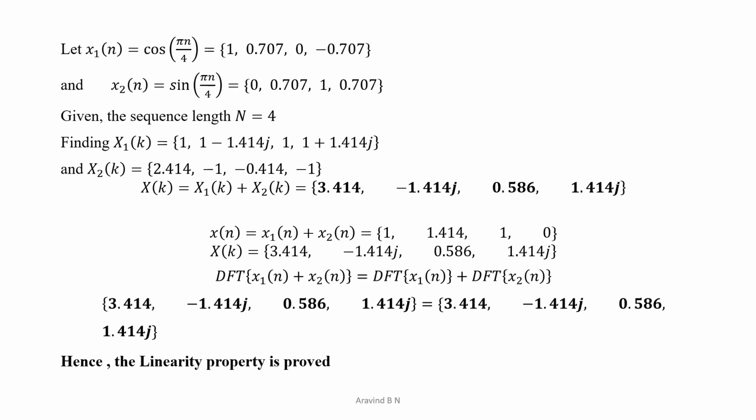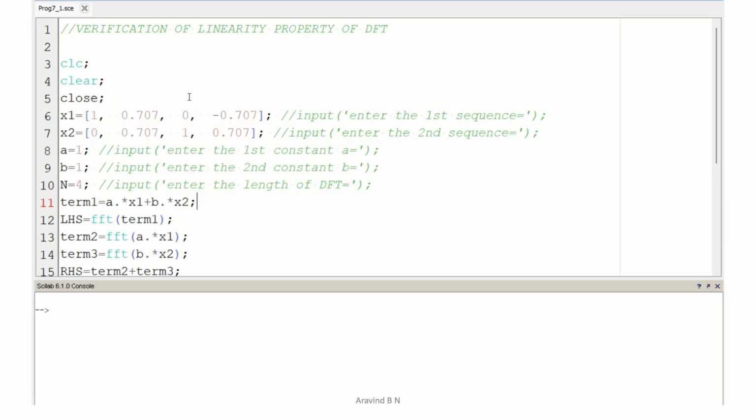Now let us go through the Scilab program for this one. In the program, whatever values we have discussed in the example, the same values have been taken over here. Instead, you can also provide an input directly of whatever value is required. So x1, the same value discussed, x2, the same value, and then a is equal to 1 and b is equal to 1 have been considered. The length of the sequence n is equal to 4 is under consideration.